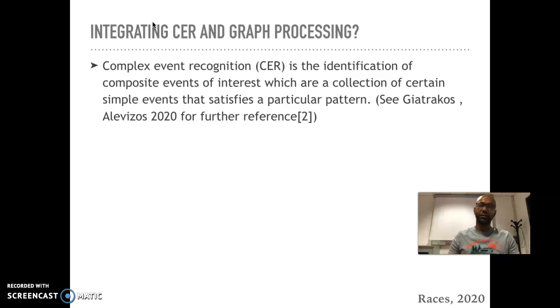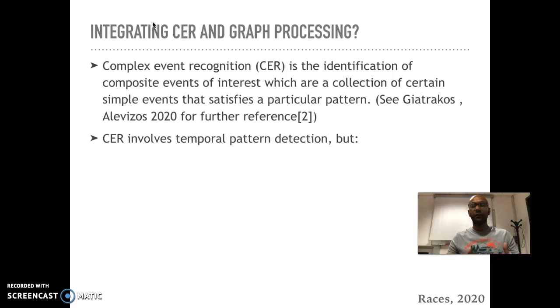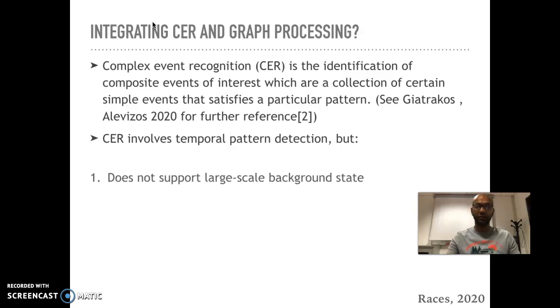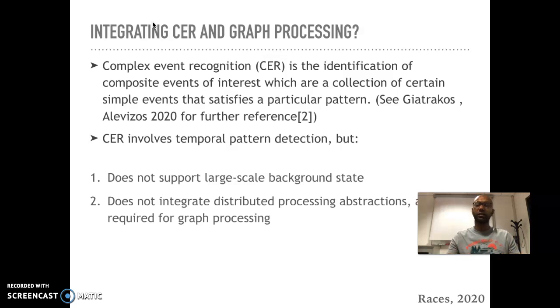It identifies composite events of interest, and it uses particular patterns to find a collection of certain events. Now, this complex event recognition is a very well-known area. However, it cannot be applied to large-scale graphs because these complex event recognition systems use operators which can support a very limited amount of state, while large-scale graphs need a large amount of information.